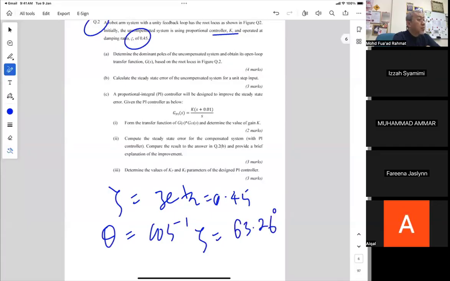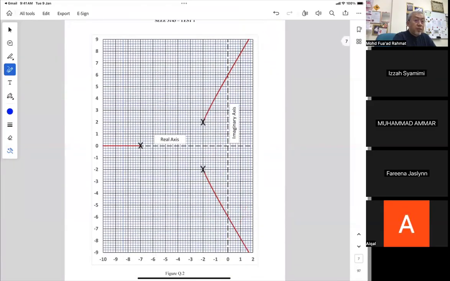Soalan pertama, determine the dominant pole of the system and its open loop transfer function G(s) based on the root locus. So this is the root locus, given. So what is the open loop?